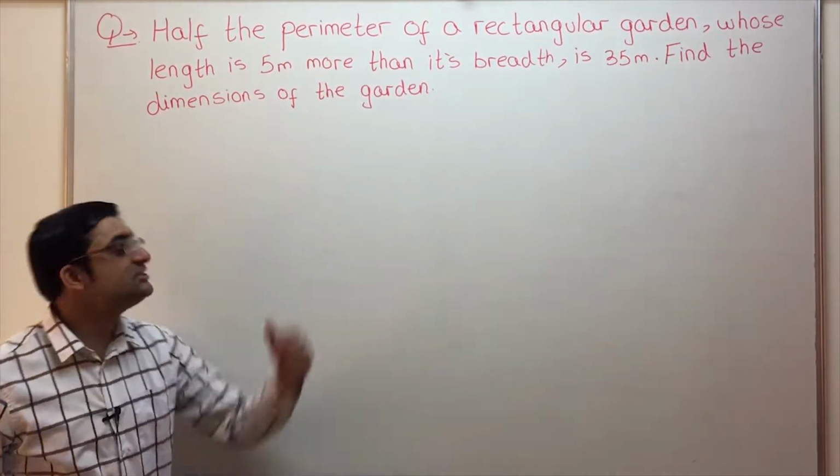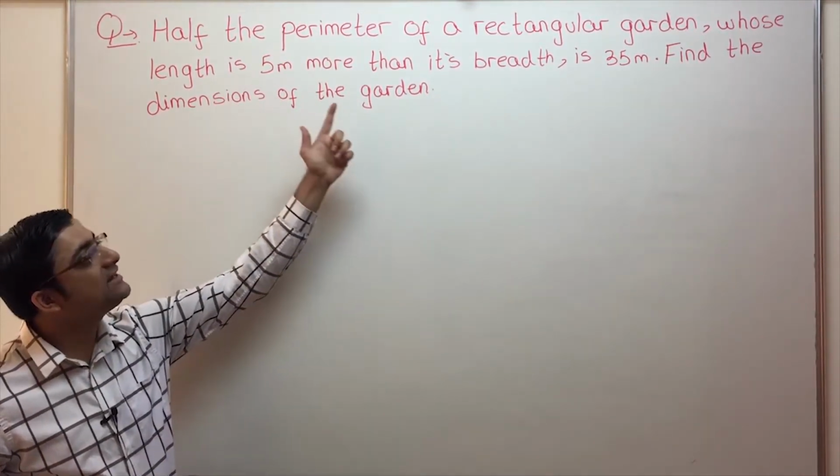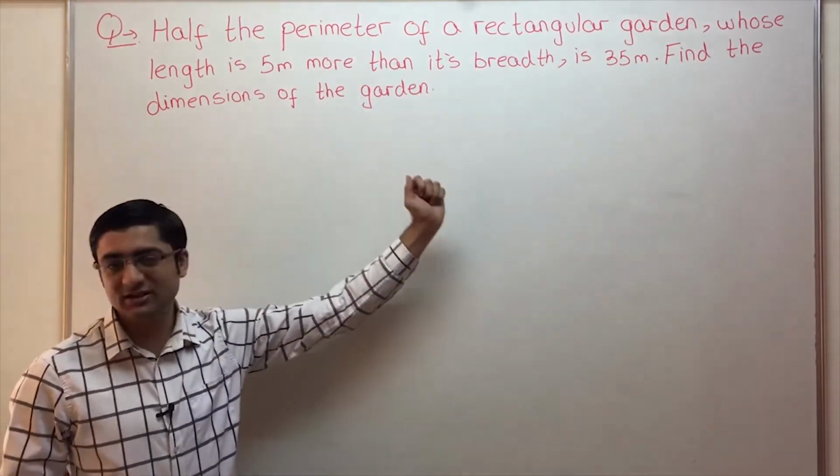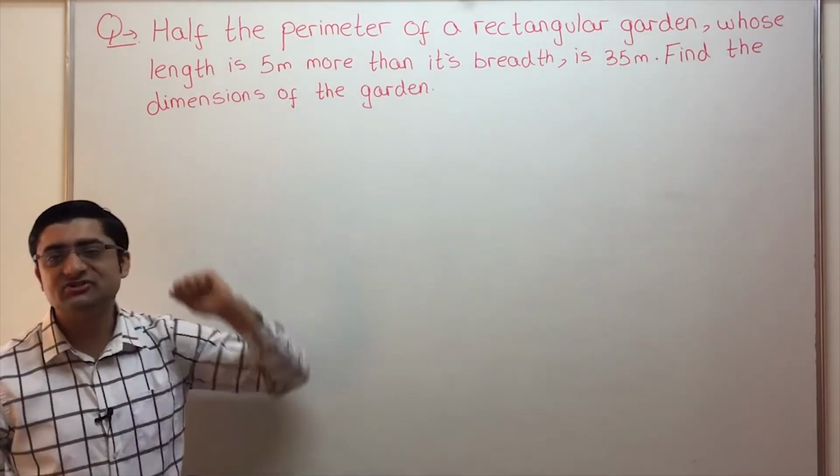So let's read the question. Half the perimeter of a rectangular garden whose length is 5 meters more than its breadth is 35 meters. Find the dimensions of the garden.